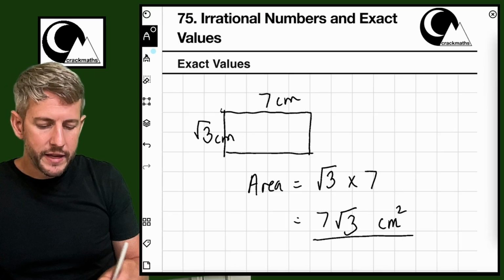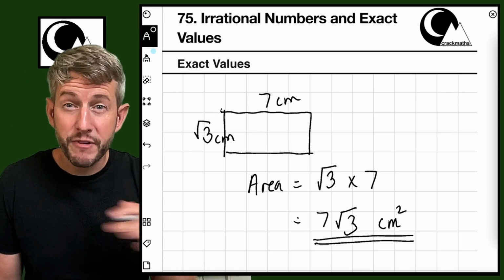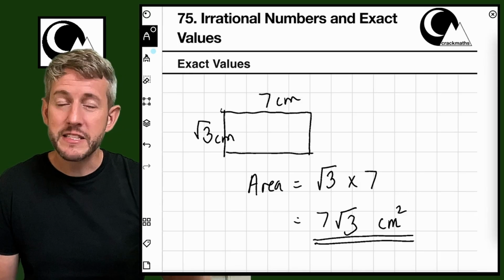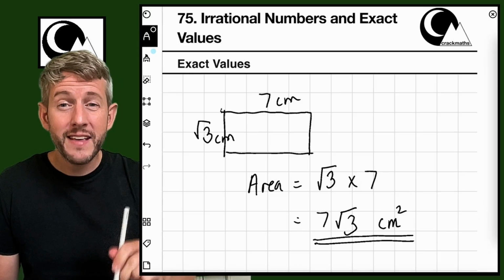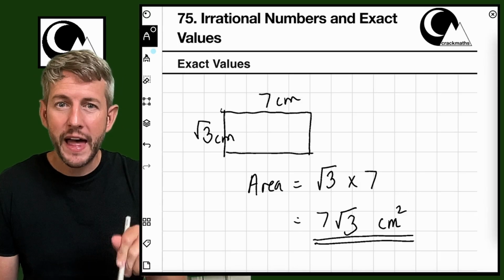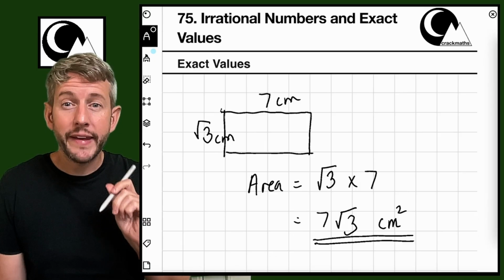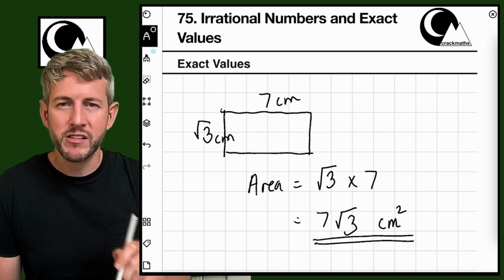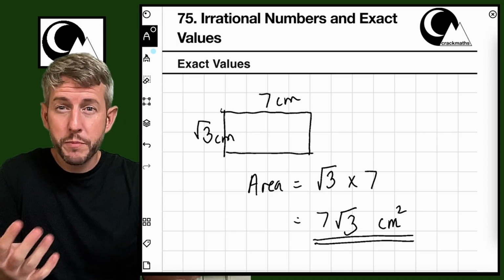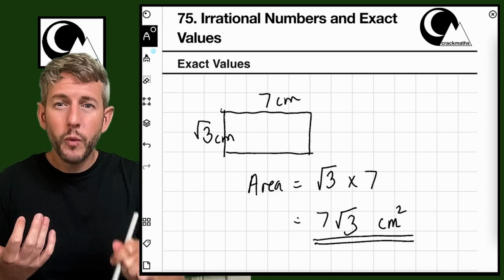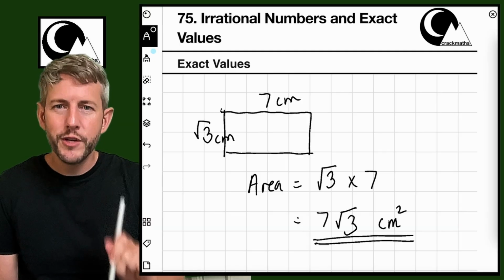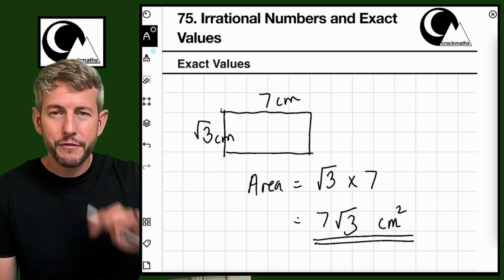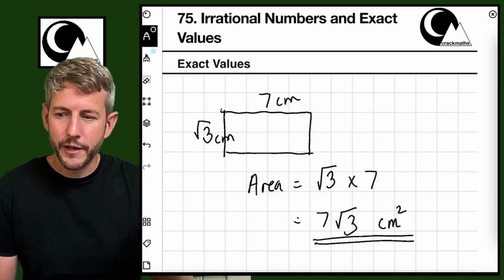Now this value here, you might think to yourself it's pretty meaningless because I've got no idea what number 7 root 3 is. However, this is the exact value of the area for this rectangle, and it allows whoever reads it to find out the exact area as well. Imagine if you were a computer program or something like that. This in a way would actually be more useful to you, okay? Because this is going to give you the exact value as opposed to the rounded value.